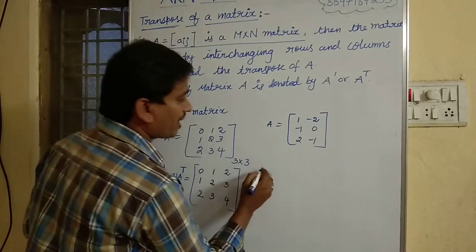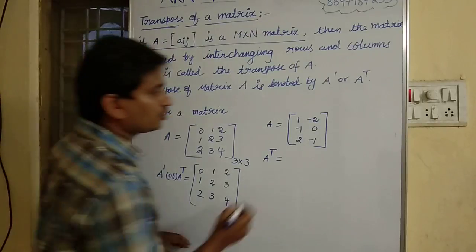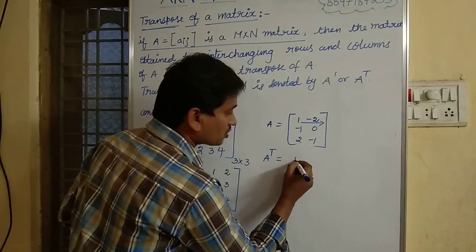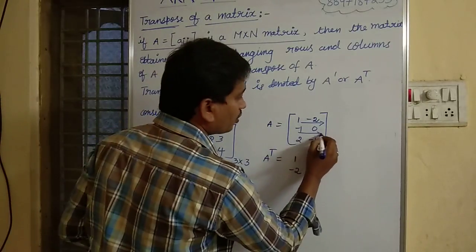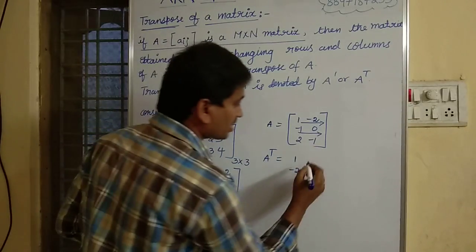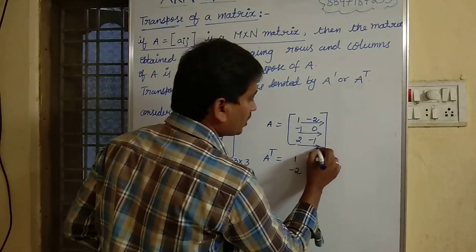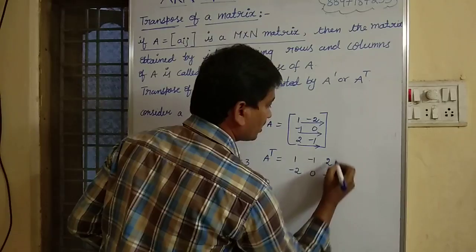What is the transpose of matrix A? That is, A transpose is equal to, what is the first row here? First row is 1 minus 2. You make it as column 1 minus 2. And the second row is minus 1 0. You make it as a column minus 1 comma 0. And the third row is 2 comma minus 1. You make it as column 2 minus 1.